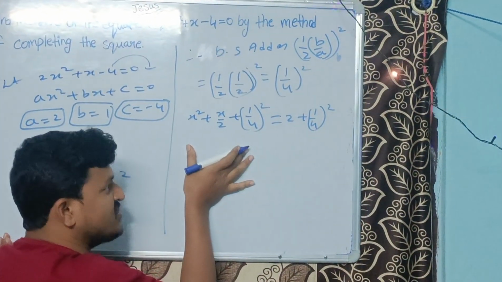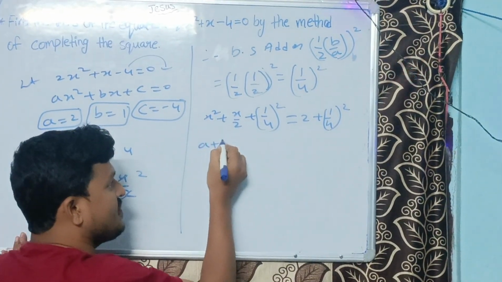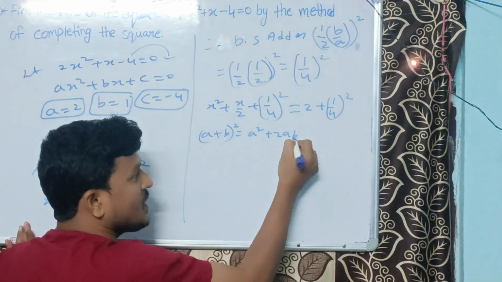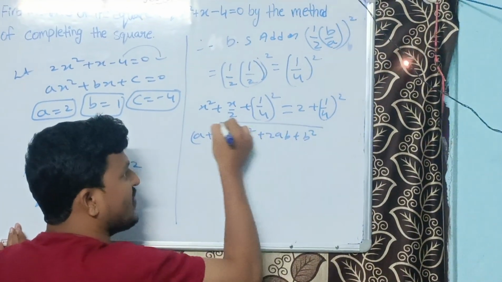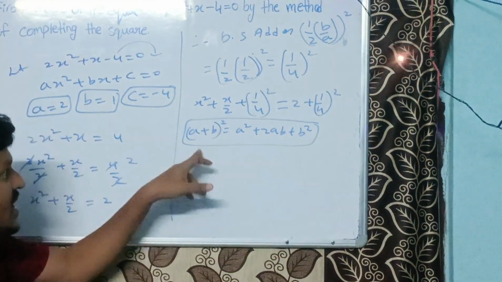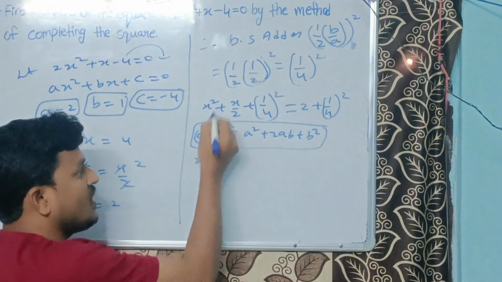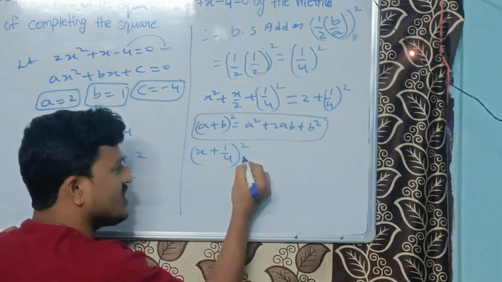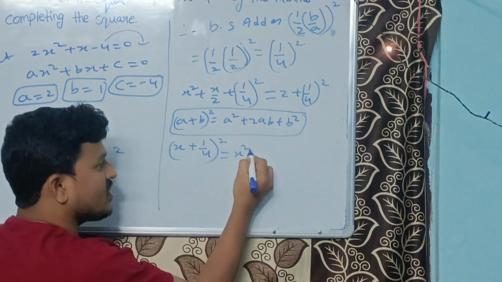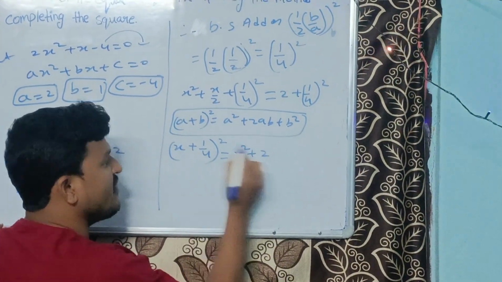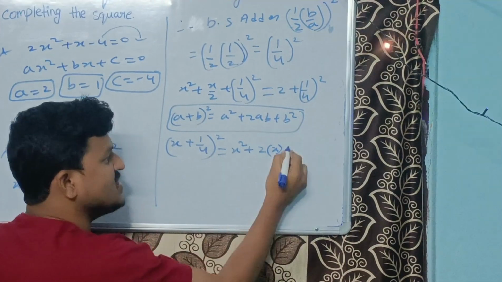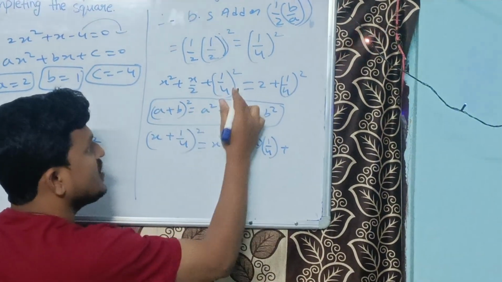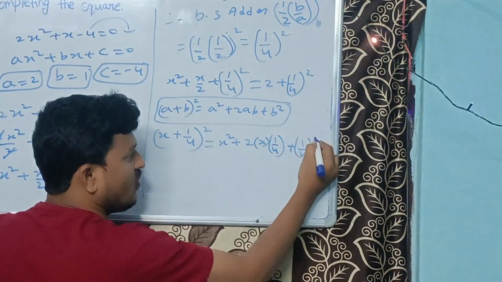What is the formula? Clearly write a plus b whole square. What is the a plus b whole square formula? a plus b whole square is equal to a square plus 2ab plus b square. This is the formula. Check: the a value is x, and the b value is 1 by 4 whole square. a square means x square. This is 2ab: 2 into the a value x and the b value 1 by 4, plus 1 by 4 whole square.